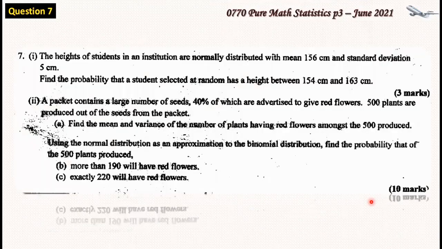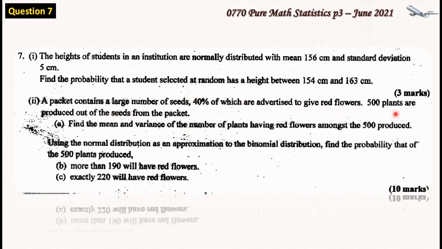Okay, guys, this brings us to the last question, maybe the second to the last, question 7. In question 7, the heights of students in an institution are normally distributed with mean 156 centimeters and standard deviation 5 centimeters. Find the probability that a student selected at random has a height between 154 and 163 centimeters.